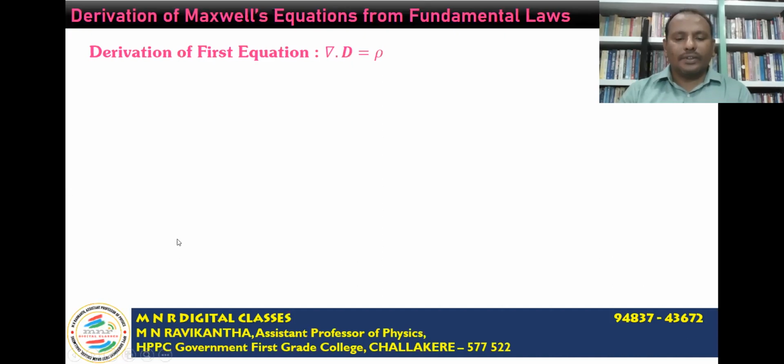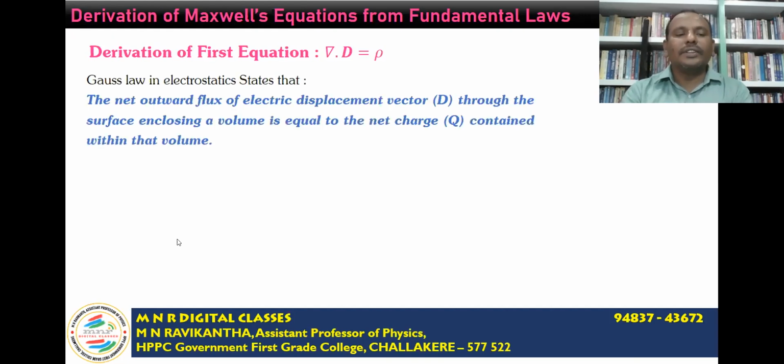Derivation of first equation. The first equation is given by del dot D is equal to rho. That is, the divergence of electric displacement vector D bar is equal to volume charge density. This first equation arises due to Gauss law in electrostatics, which states that the net outward flux of electric displacement vector through the surface enclosing a volume V is equal to the net charge Q contained within that volume.